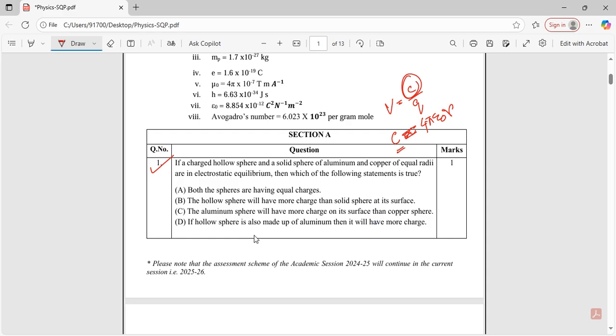So C is directly proportional to radius. If both radii are equal, then they have equal charges. So both spheres have equal charges. The option that the hollow sphere will have more charge than the solid sphere is not correct. There's no hollow sphere here actually. The aluminum sphere will have more charge on its surface than the copper sphere; that is also not signified. So only the option that they have equal charges is the correct answer.